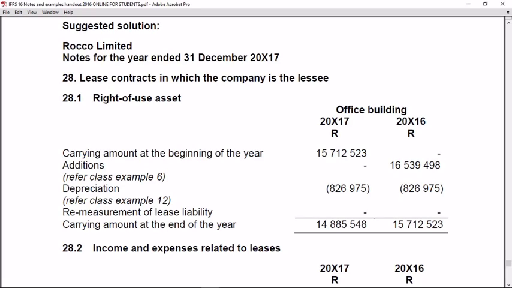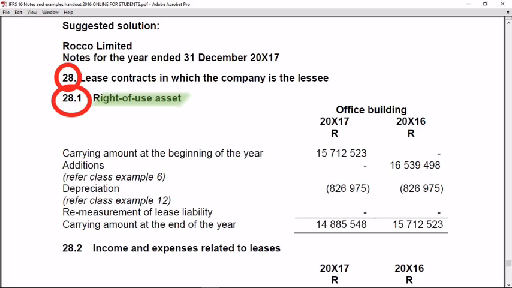The first section of this one note relates to the right of use asset. So please note it's note 28. It can be any number. In this example, we chose number 28. 28.1 is now relating to the right of use asset. It's still part of one single note.